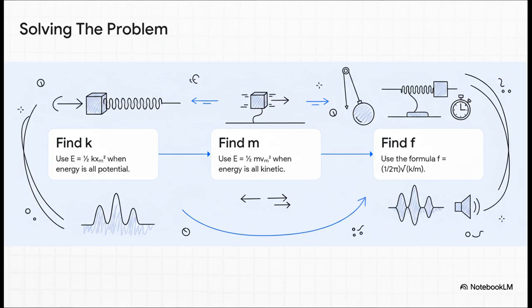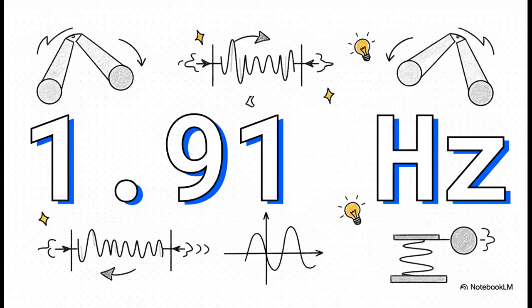Then, to find the mass, m, we look at the moment the block is flying through the center. There, all 1 joule is kinetic energy. So E equals 1/2 m v squared. We can solve for m. And once we have K and m, finding the frequency is a piece of cake. And when you run the numbers, boom, we find out the system oscillates back and forth 1.91 times every single second. And we figured that out just by knowing how the energy swaps from one form to another. That is the true power of understanding conservation of energy.